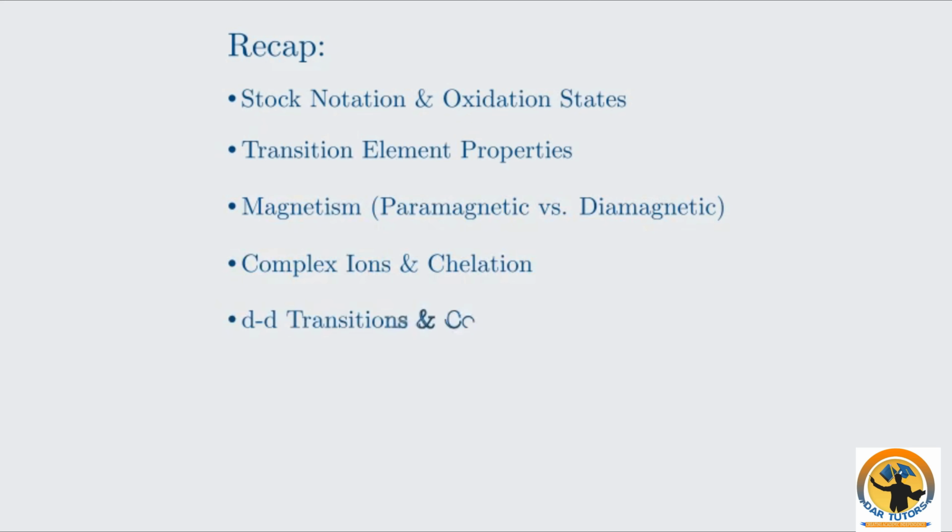We saw how the d-d transition model explains the vibrant colors of these complexes and how colorimetry is used to analyze them. Finally, we looked at how transition elements act as catalysts in both heterogeneous and homogeneous processes. I hope this has provided a clear and comprehensive overview. Remember to revisit the IB syllabus objectives and practice problems to solidify your understanding.